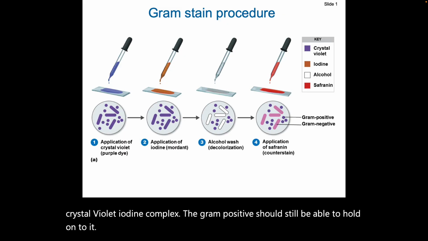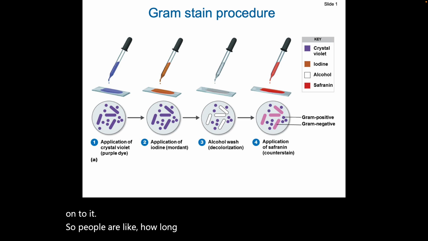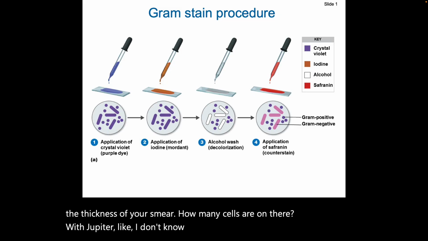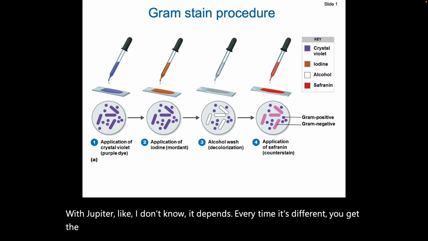So people are like, well, how long do I put the dye on for? I'm like, well, it depends on the thickness of your smear, how many cells are on there. Is the moon in alignment with Jupiter? Like, I don't know. It depends. Every time it's different. You get the feel for like when the color change indicates you should stop.